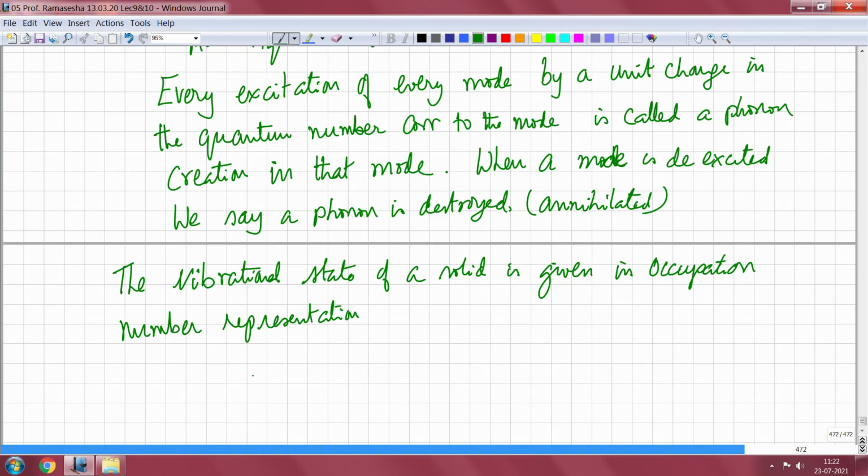So, the ground state is going to be 0 0 0 0 for all modes. This is the ground state. So, for a singly excited state it can be 0 0 0 0 0 0 1 0 0, and this one can be anywhere depending upon the wave vector at which you have actually excited the mode. Okay. So, this is the way you do it.